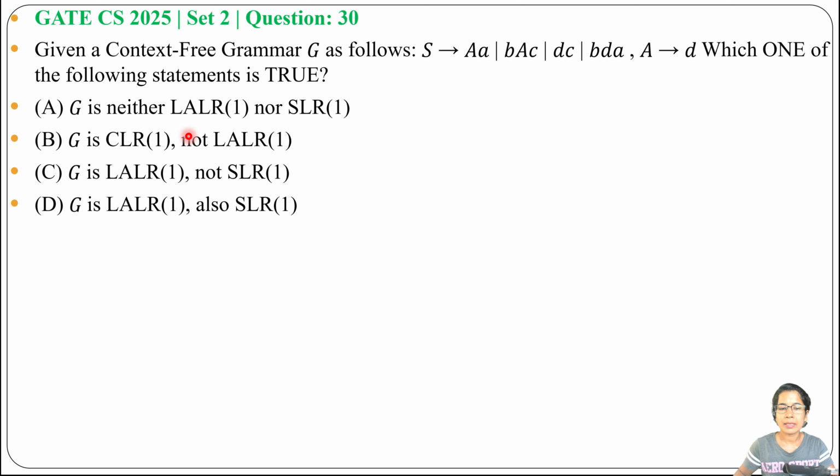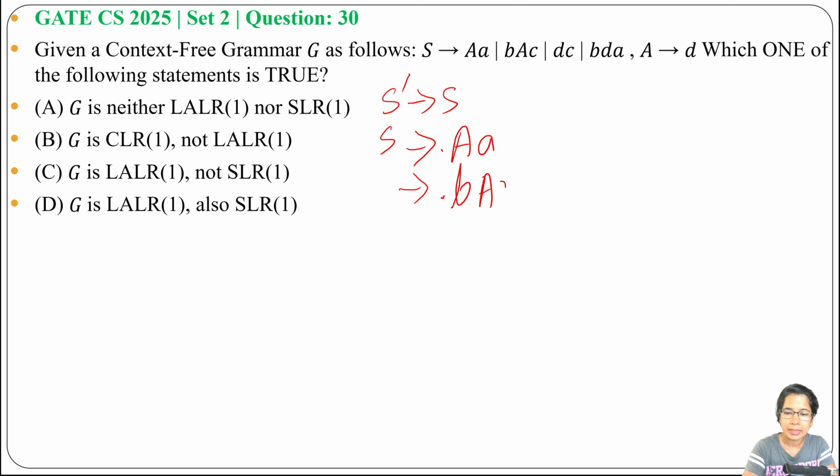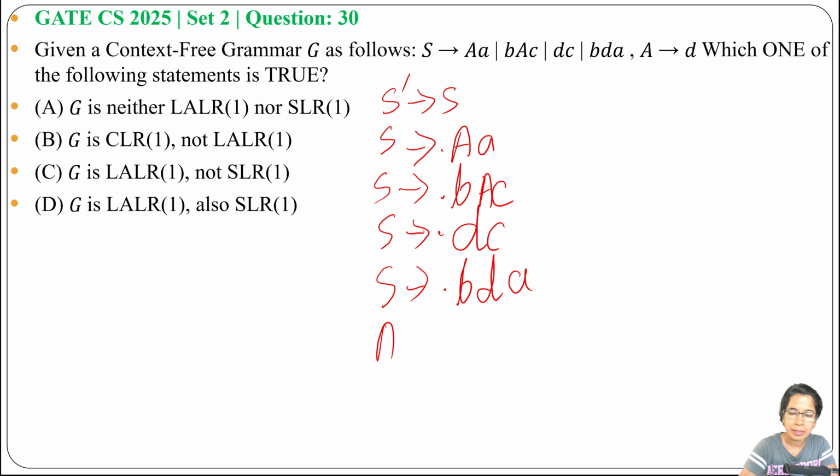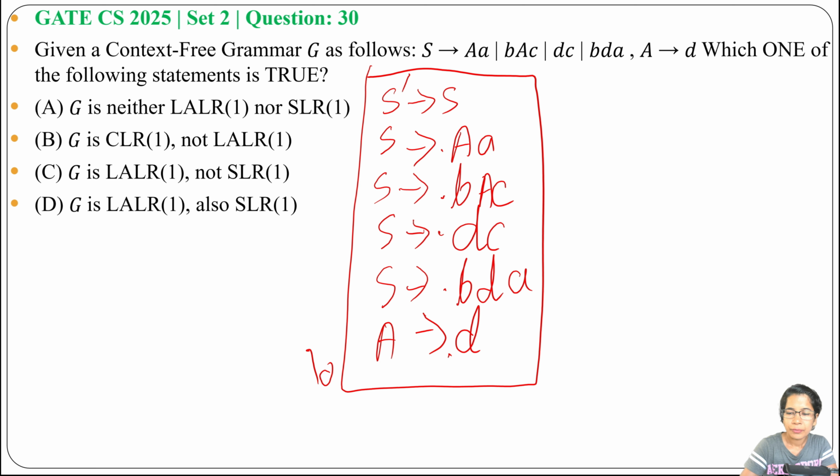In the options, basically it is asking whether this grammar is LALR1, SLR1 and CLR1. First we'll check SLR1. In one state like S' derives dot S, then S derives dot AA, dot BAC. As there is a dot before A, we'll also write the A transition, A derives dot D. So all these will be in I0. From this, by D we'll go to another state, S derives D dot C and A derives D dot.